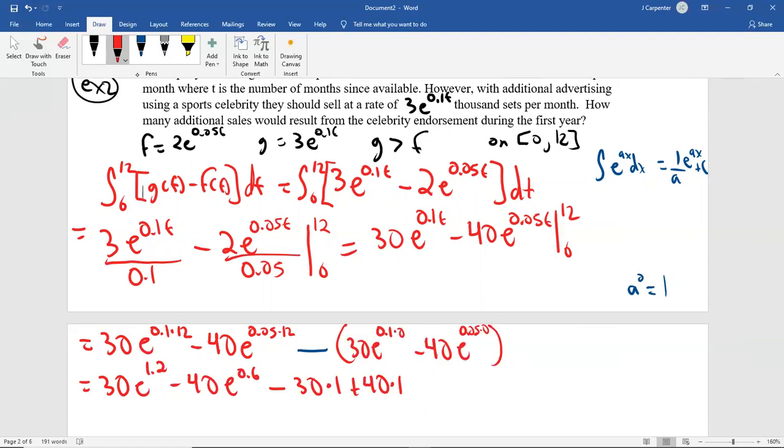E to the 0.1 times 0: 0.1 times 0 is 0. E to the 0 is 1. 0.05 times 0 is 0. E to the 0 is 1. These first two e terms you're stuck with because they're not 0, and we certainly don't know what either of those are. But the last ones we do. So what we get is 30 e to the 1.2 minus 40 e to the 0.6. That's a minus 30 plus 40, which is a plus 10.